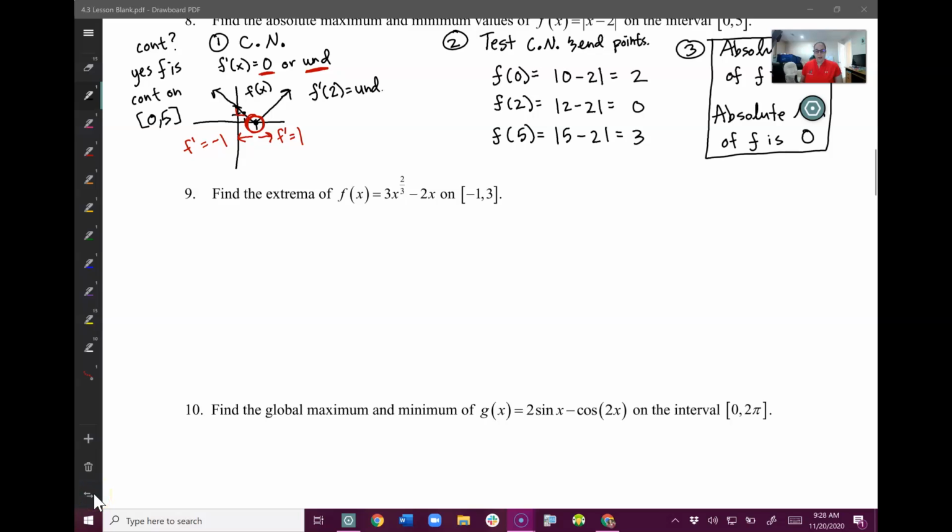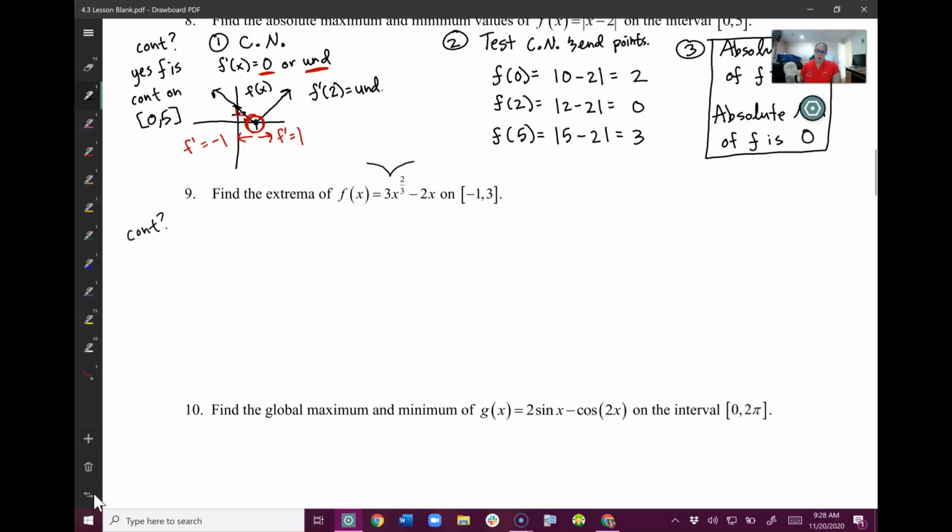Let's continue to find absolute extrema. So we have a new function. Remember, first we need to look at continuity to see if it even guarantees one. So is this function continuous on this interval? So if you remember, x to the 2/3 looks something like that. So it's not differentiable because it has that sharp turn.